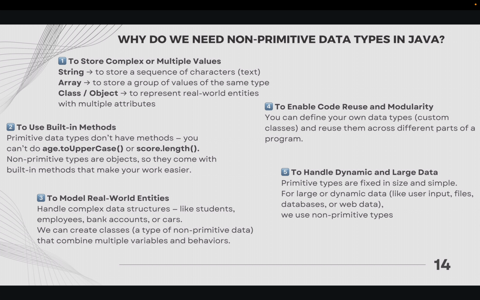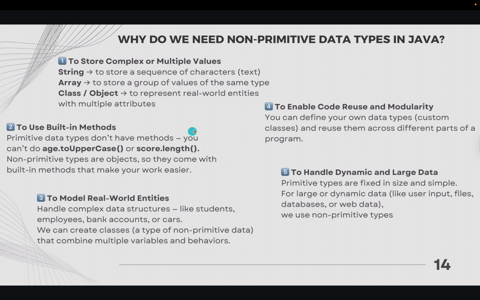Number one, to store complex or multiple values. Primitive types can only hold one value at a time. If you want to store multiple values or represent something more complex, you need non-primitive data types like string to store a sequence of characters, text, array to store a group of values of the same type, class or object to represent real-world entities with multiple attributes.